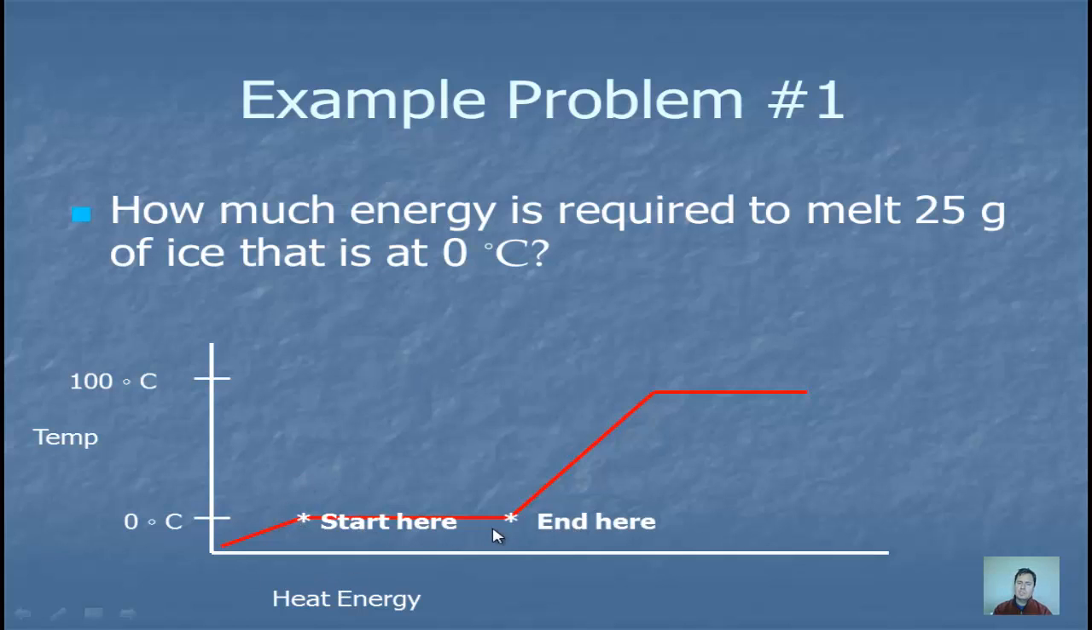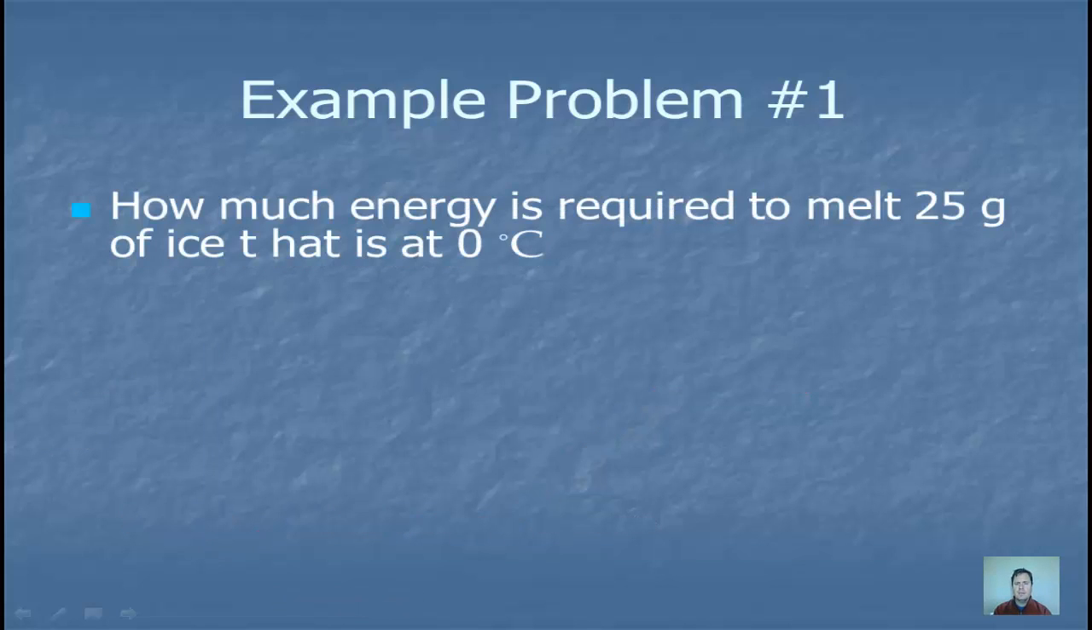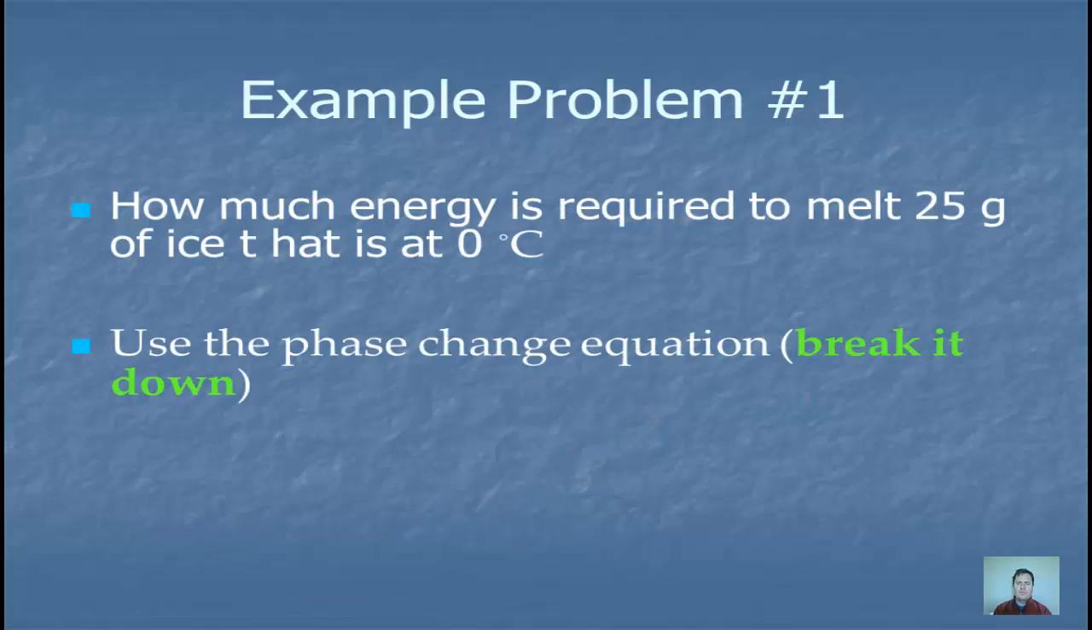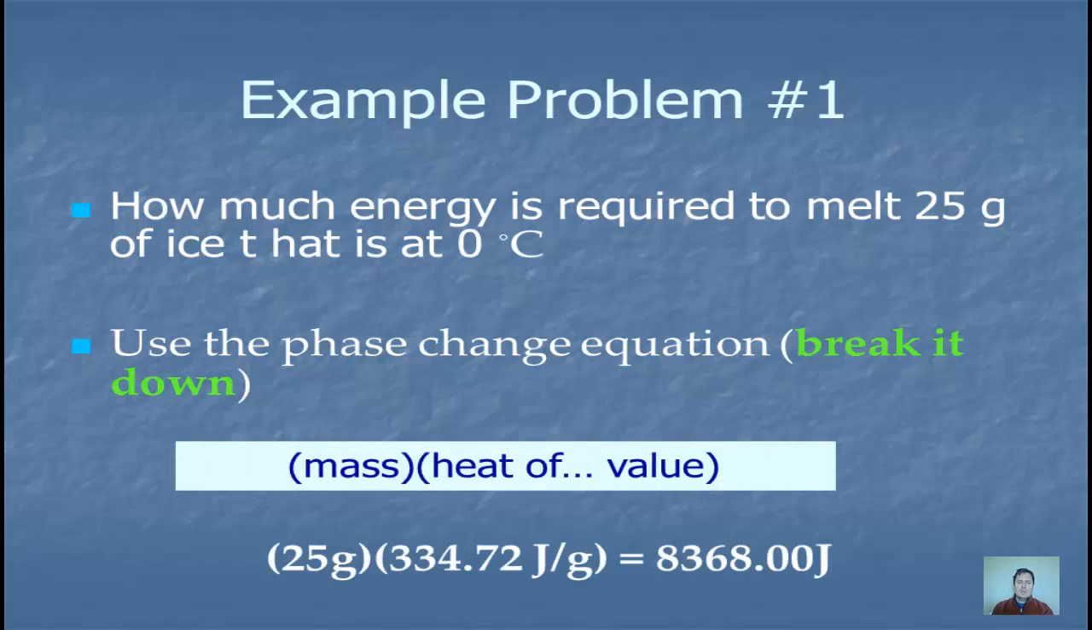So all I'm doing is going through a plateau, right? And that plateau is going to be a break it down equation. So there's my question again. I'm going to use the phase change equation to break it down. Remember that was mass times the heat of, in this case, the heat of fusion. So I take 25 grams, which is given, times the heat of fusion, 334.72 joules per gram, and I end up with 8,368.00, don't forget 2 decimal places, joules. So it takes that much energy to melt 25 grams of ice. Change a 25 gram ice cube to water.